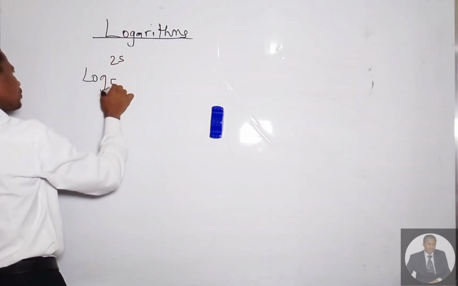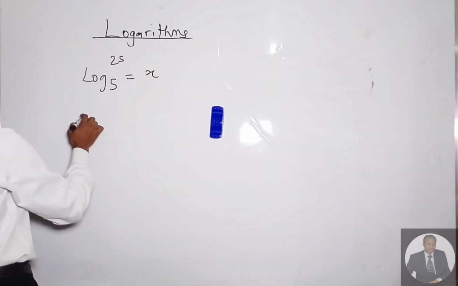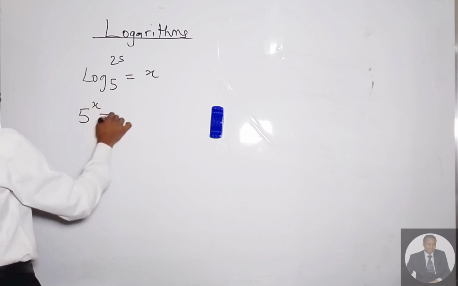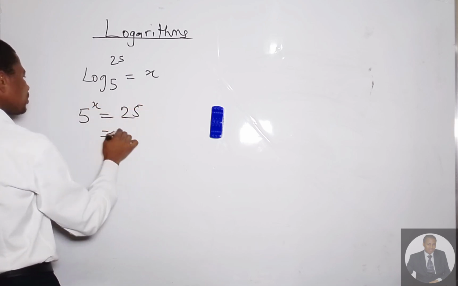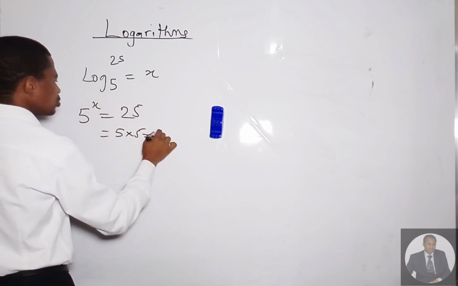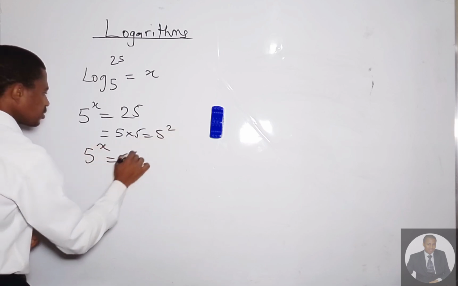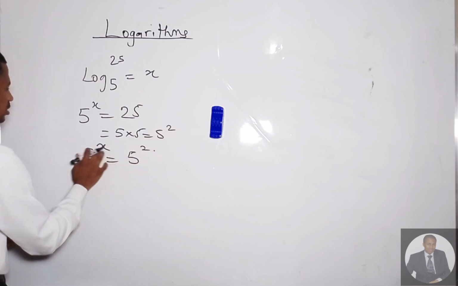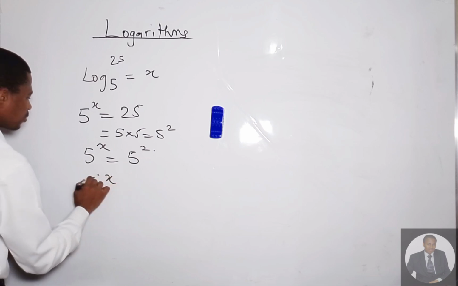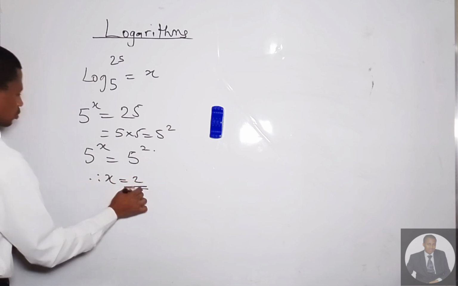Log 25 to the base of 5 equals x. So we say 5 to the power of x equals 25. Now 25 is the same as 5 times 5, which is 5 to the power of 2. So we say 5 to the power of x equals 5 to the power of 2. If the base is the same, the exponent is the same, therefore x is 2.